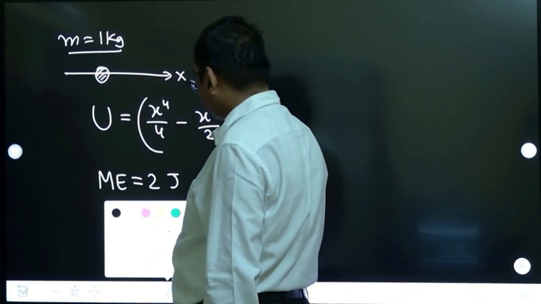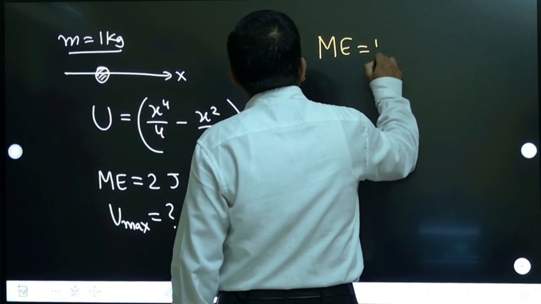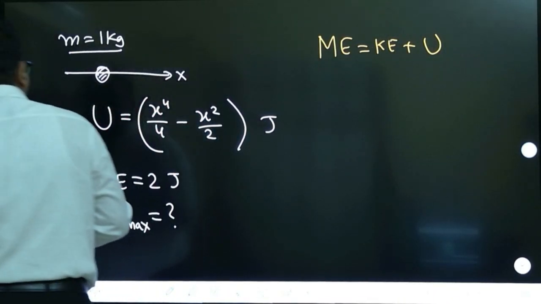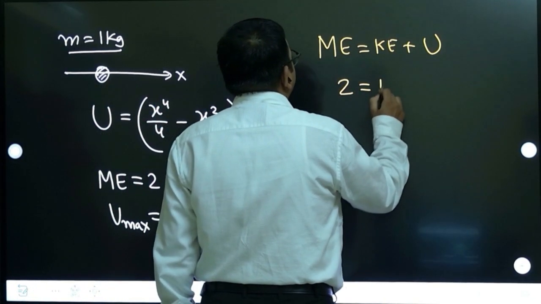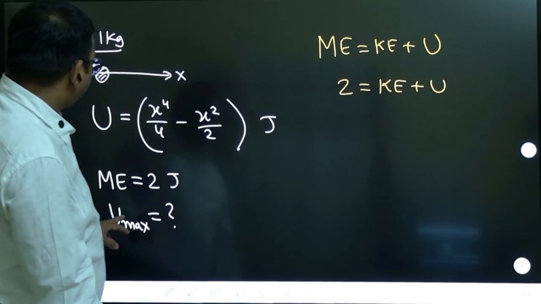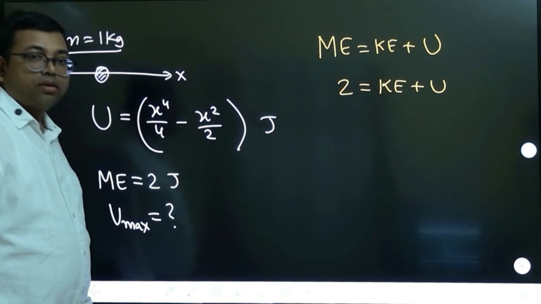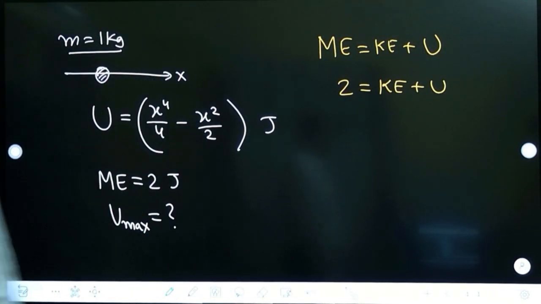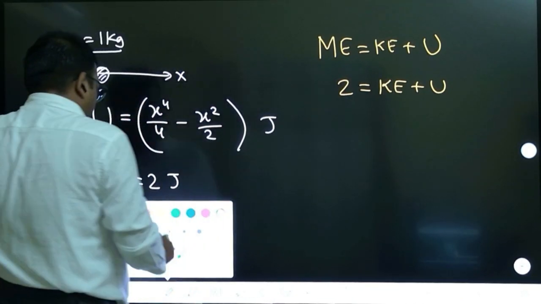Mechanical energy is constant. Mechanical energy is the sum of kinetic and potential energy. U is the potential energy, and mechanical energy is already given as 2. So kinetic energy plus potential energy is equal to 2. You want maximum kinetic energy because you want maximum speed. Yes, what is the answer? 0.25 newtons. Okay. Let us try this.